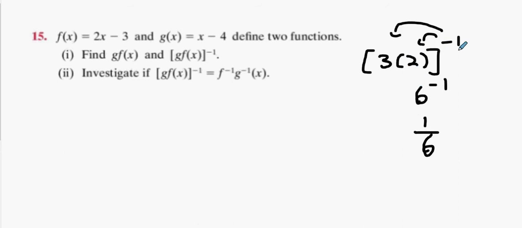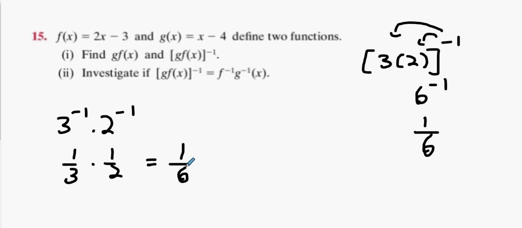So what happens if I distribute the inverse first? 3 inverse, 2 inverse, which is? And is 1/3 by 1/2 the same as a sixth? So what I've proved is that for regular numbers, I can distribute the power first, multiply second, or I can multiply first and use the power second. Does that make sense? Any questions about that?